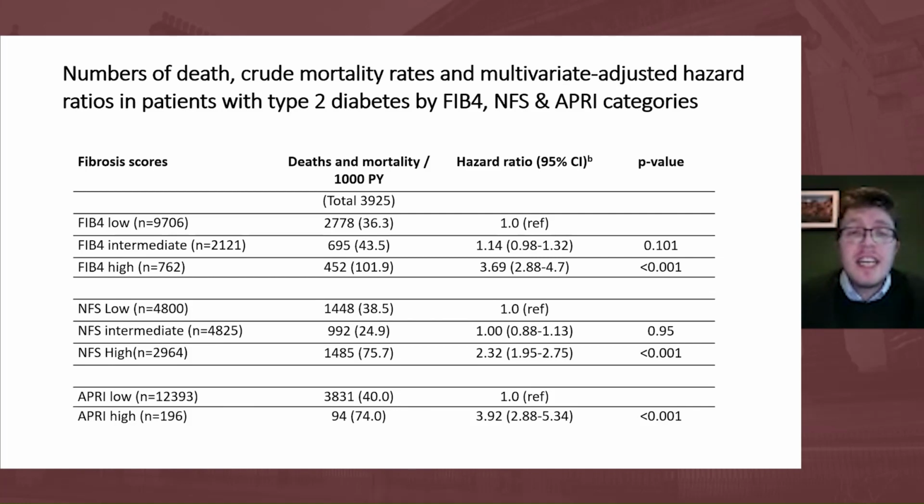And you can see that if a patient was classified as high risk, they had a significantly higher chance of dying through the course of follow-up, from around 2 to 4 times that of those patients categorized as low risk. You can see the distributions of patients categorized in low and high risk vary significantly as well between the scores.